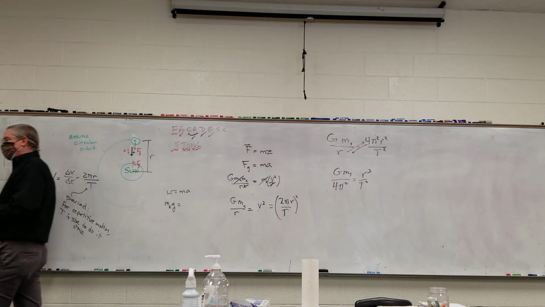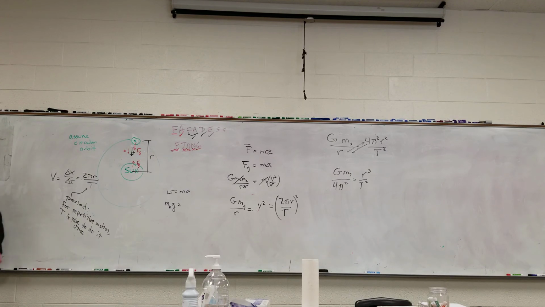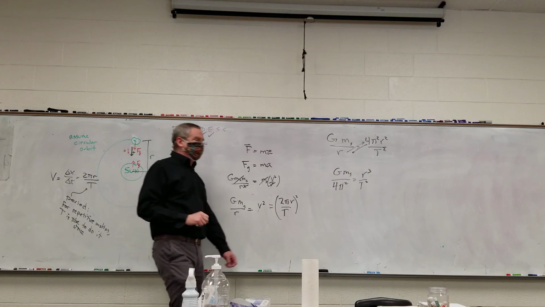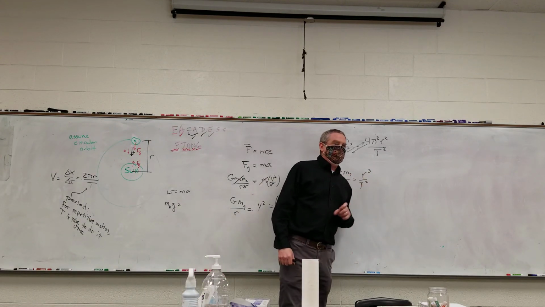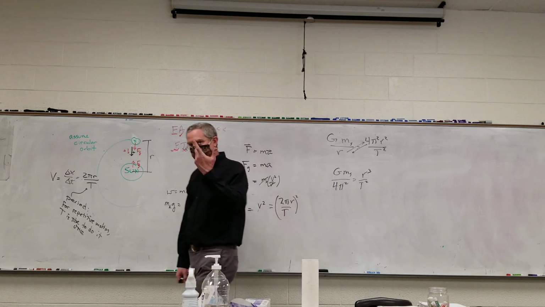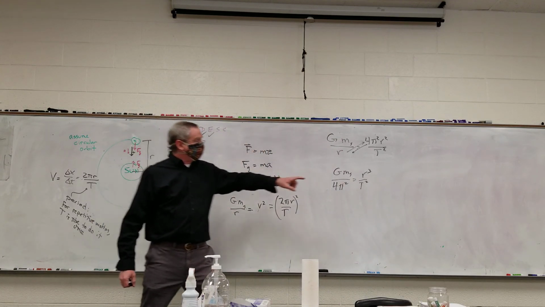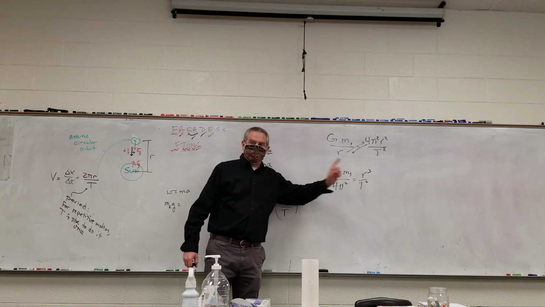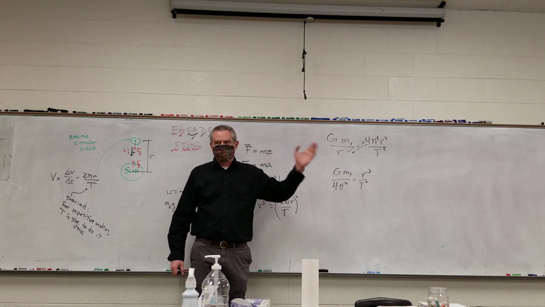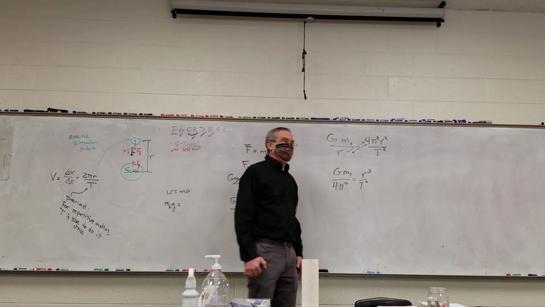What this tells us is, if I know the distance from any planet in our solar system to the sun, and I know how long it takes to go around the sun, this relationship of that distance cubed over that time squared is constant for everything in our solar system.